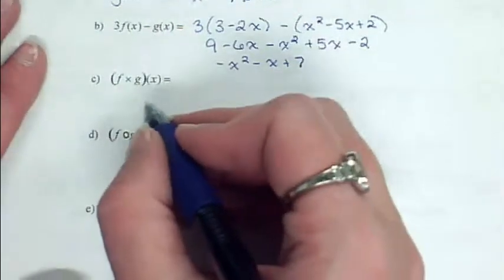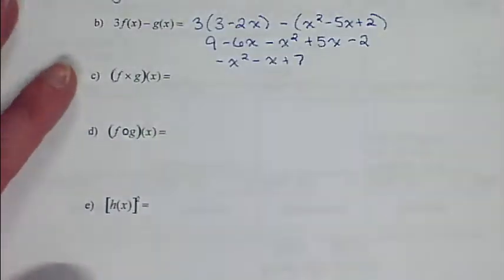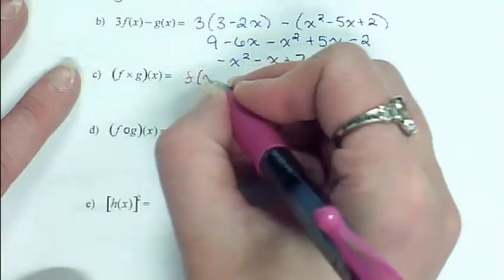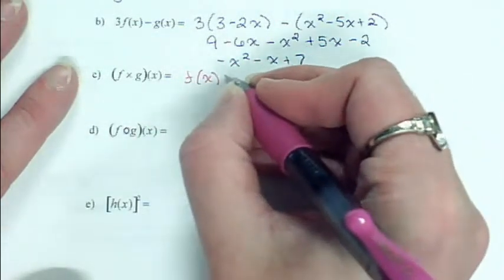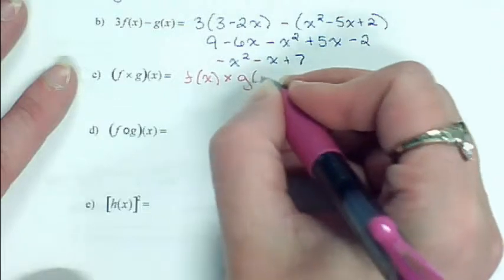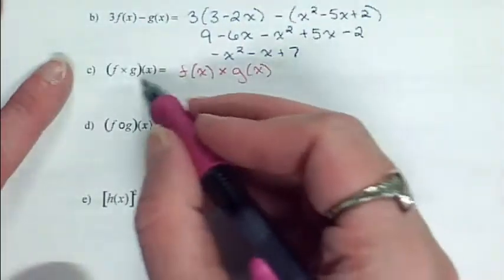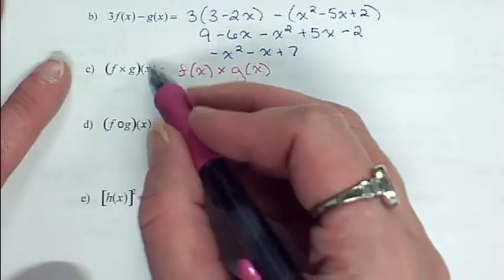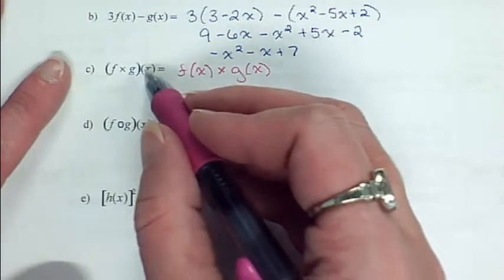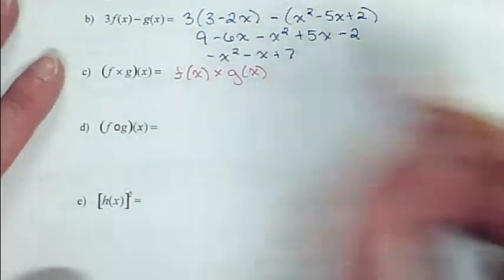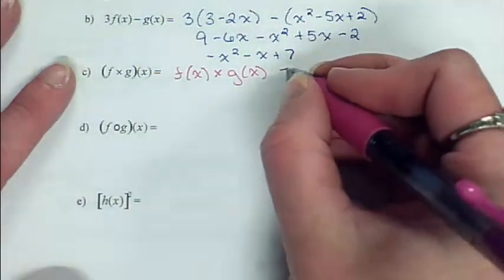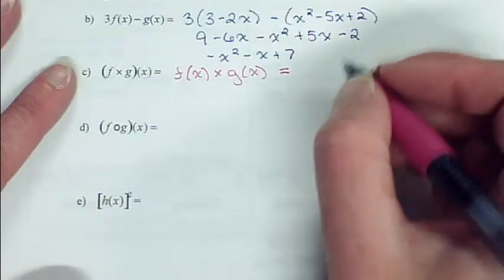The next one. And I'm going to change colors so we can tell the difference in the problems. This literally means I'm going to take f and use x as my input times g, still using x as my input. This is just saying that both of them are just using x as their input. They could have told us a specific number, but they didn't. It just means we're leaving x in as the variable. It does not mean to multiply by x.